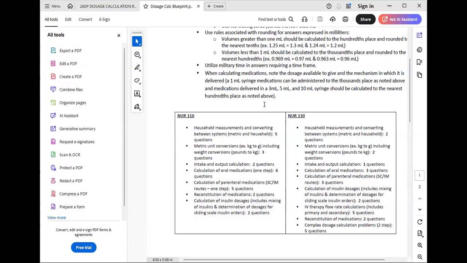going to have your conversions, so metric to metric, household to metric, pounds to kilograms. You're going to have an input or intake question where they're going to give you the different foods and liquids that a patient's receiving, and you have to convert it into milliliters. And so you'll see that question again. You'll see oral-based meds, which usually most students are not having issues with. That's where you're calculating for how many capsules, how many tablets, or how many milliliters if it's an oral suspension to administer to the patient.